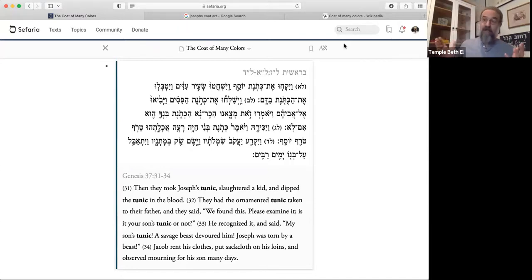But Reuven steps up and says, no, don't kill him. Let's just throw him in. But of course he knows they're going to have to go back and explain why they don't have him. And they know that their father is going to be very upset because, of course, Joseph is the favorite. So Reuben comes up with this idea. He makes a story. He creates a lie.